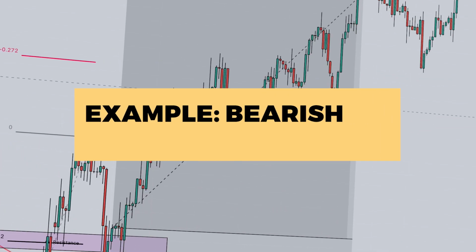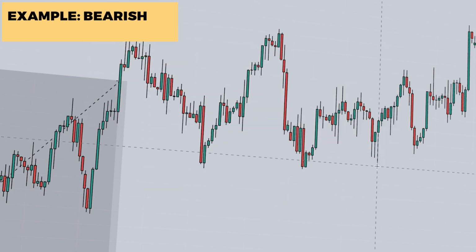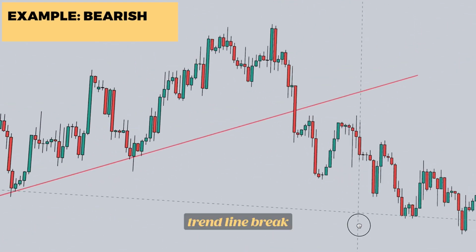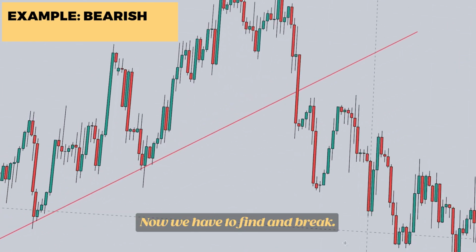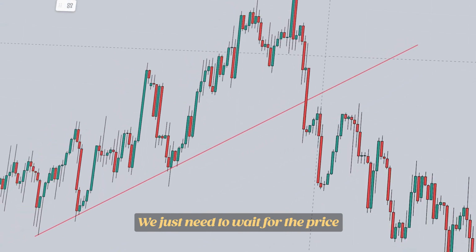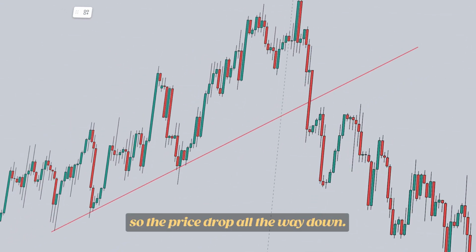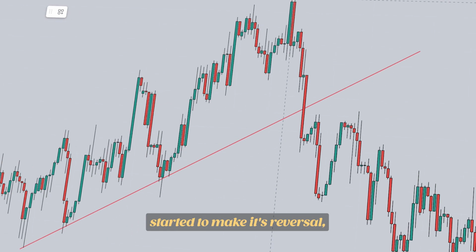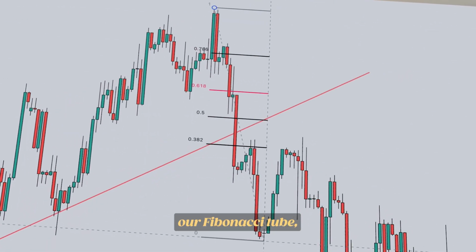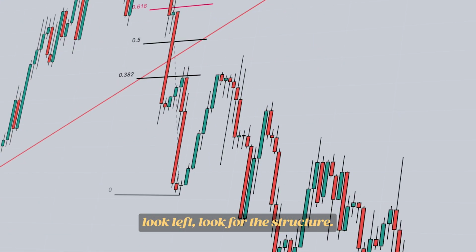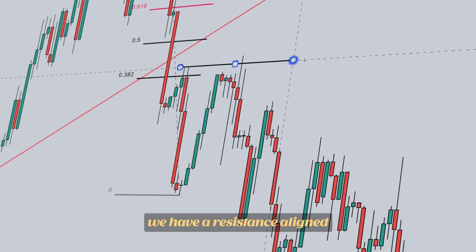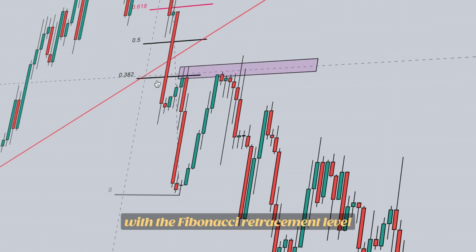Okay, let me show you another bearish example here. First, trendline break. Now we have the trendline break. We just need to wait for the price to make the reversal. So the price dropped all the way down, started to make its reversal. We pull out our Fibonacci too. Look left, look for the structure. In this case, we have a resistance aligned with the Fibonacci retracement level.